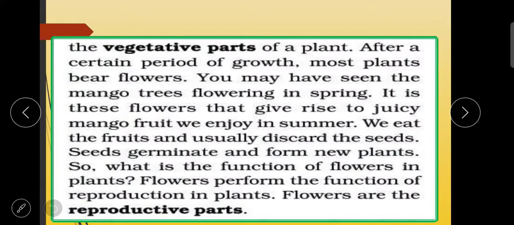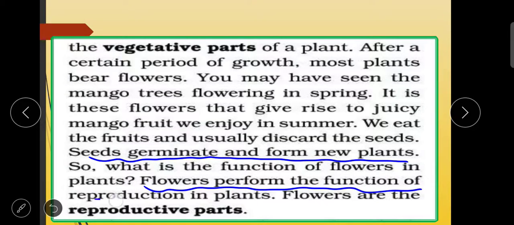Most plants bear flowers. You may have seen the mango trees flowering in spring. It is also the flowers that give rise to the juicy mango fruit that we enjoy in summer. So, children, we eat the fruits and we usually discard the seeds. Actually, these seeds germinate and form new plants. This is what we call germination. In plants, the flower also has its main function. Flowers perform the function of reproduction in plants, and they have the reproductive parts.